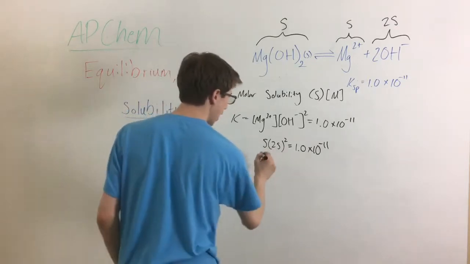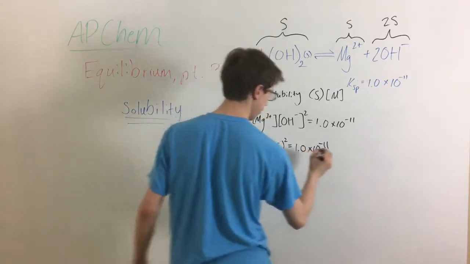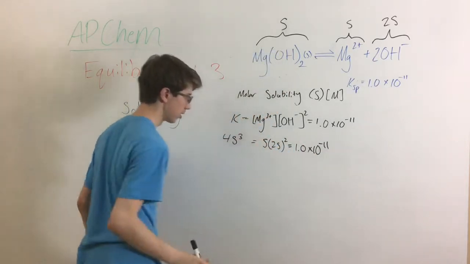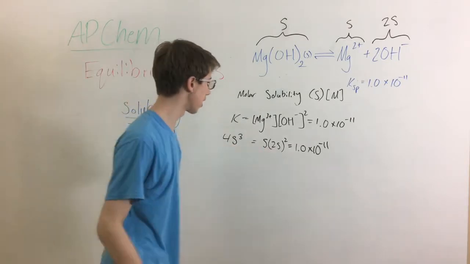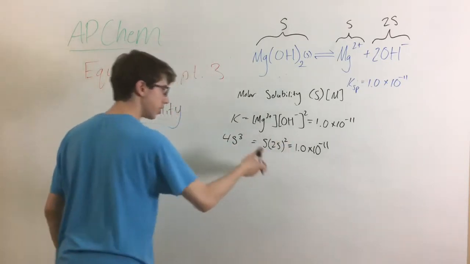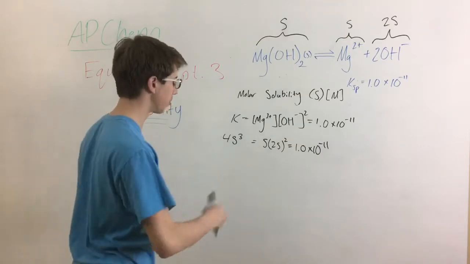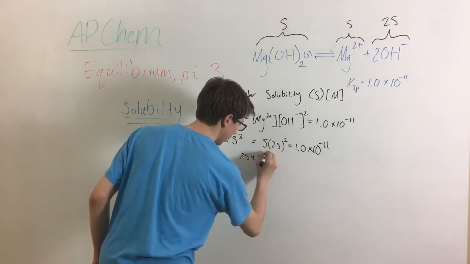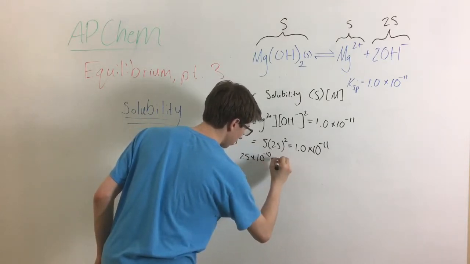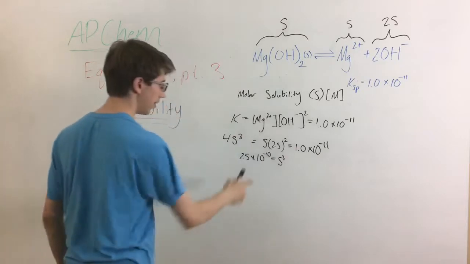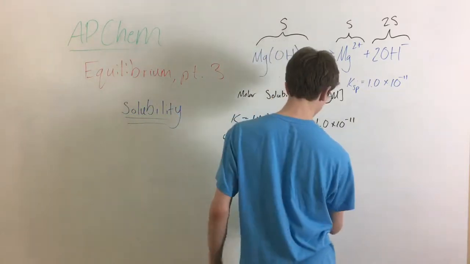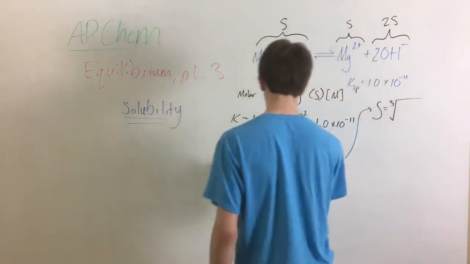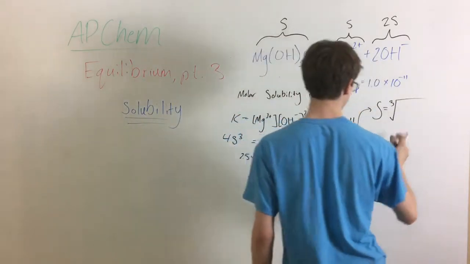So we expand this and we get 4S cubed. So 4S cubed is equal to 1 times 10 to the negative 11. We divide by 4, and we get 0.25 times 10 to the negative 11, which is 2.5 times 10 to the negative 10. So we get 2.5 times 10 to the negative 10 is equal to S cubed. Now we just need to find S. So S is equal to the cube root of 2.5 times 10 to the negative 10.